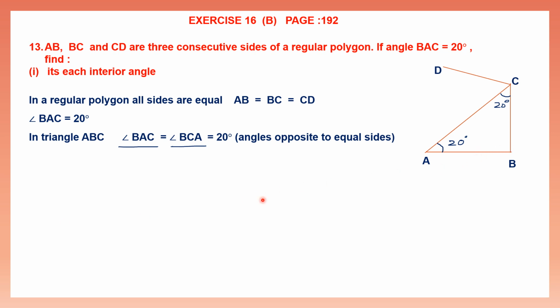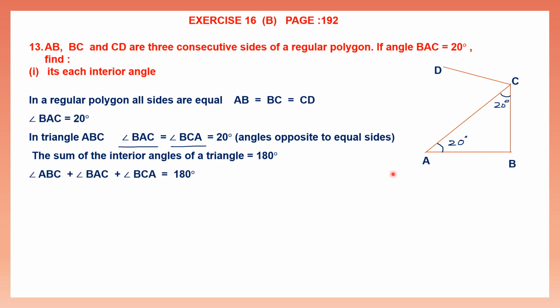So how do we do that? Now we know that the sum of the interior angles of a triangle, and we have a triangle here, all the interior angles together should add up to 180. And now we can find out angle B. So how do we do that? Angle ABC, that is this angle, plus angle BAC, that is this angle, plus angle BCA, which is this angle. All three together should give us 180. So let's substitute and see.